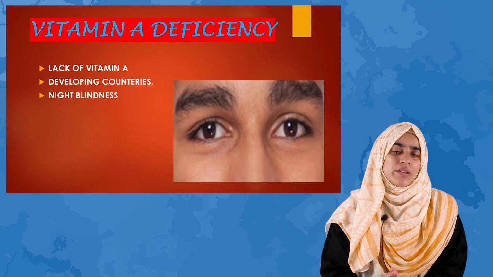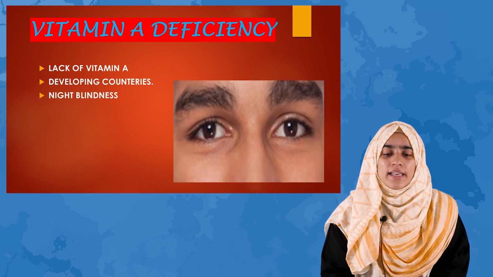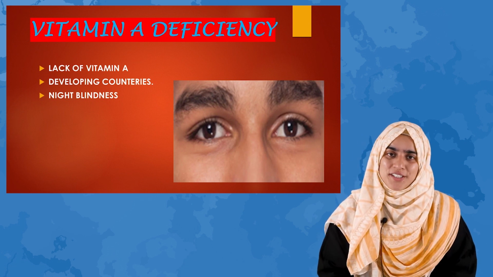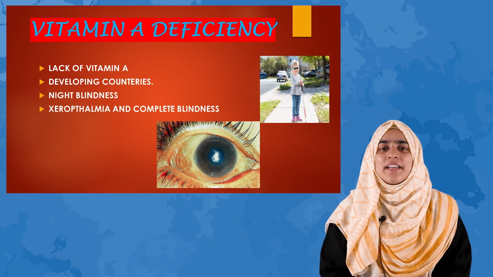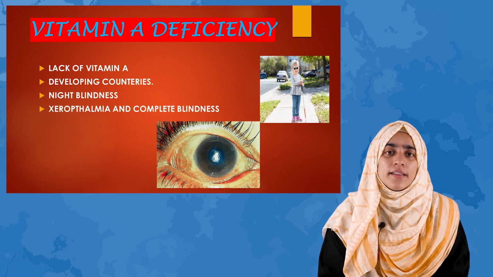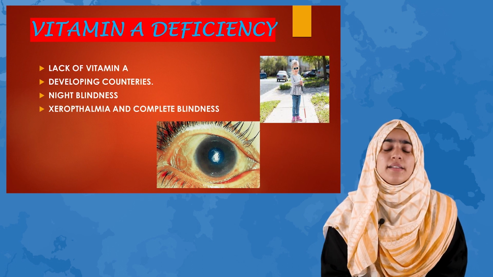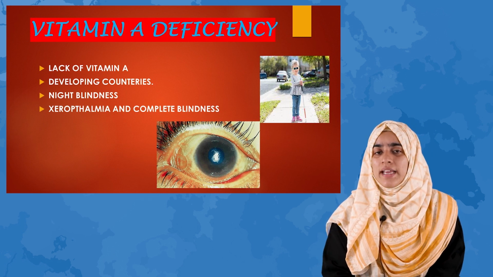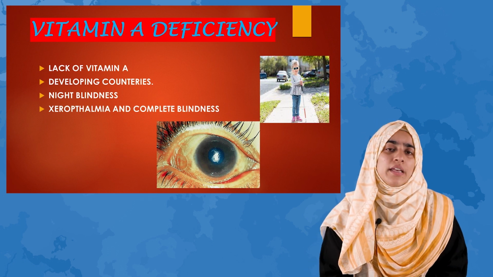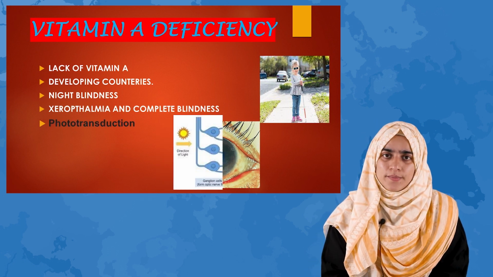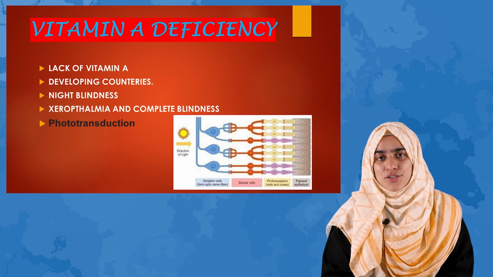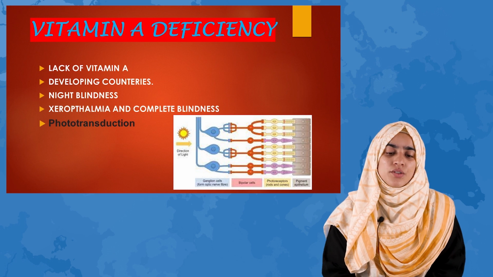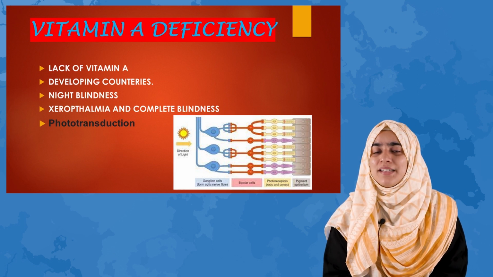As we all know, night blindness is one of the first signs of vitamin A deficiency, right? Xerophthalmia and complete blindness can also be signs of this deficiency, as vitamin A has a major role in phototransduction as well. Phototransduction is the conversion of light into a change in the electrical potential across the cell membrane.